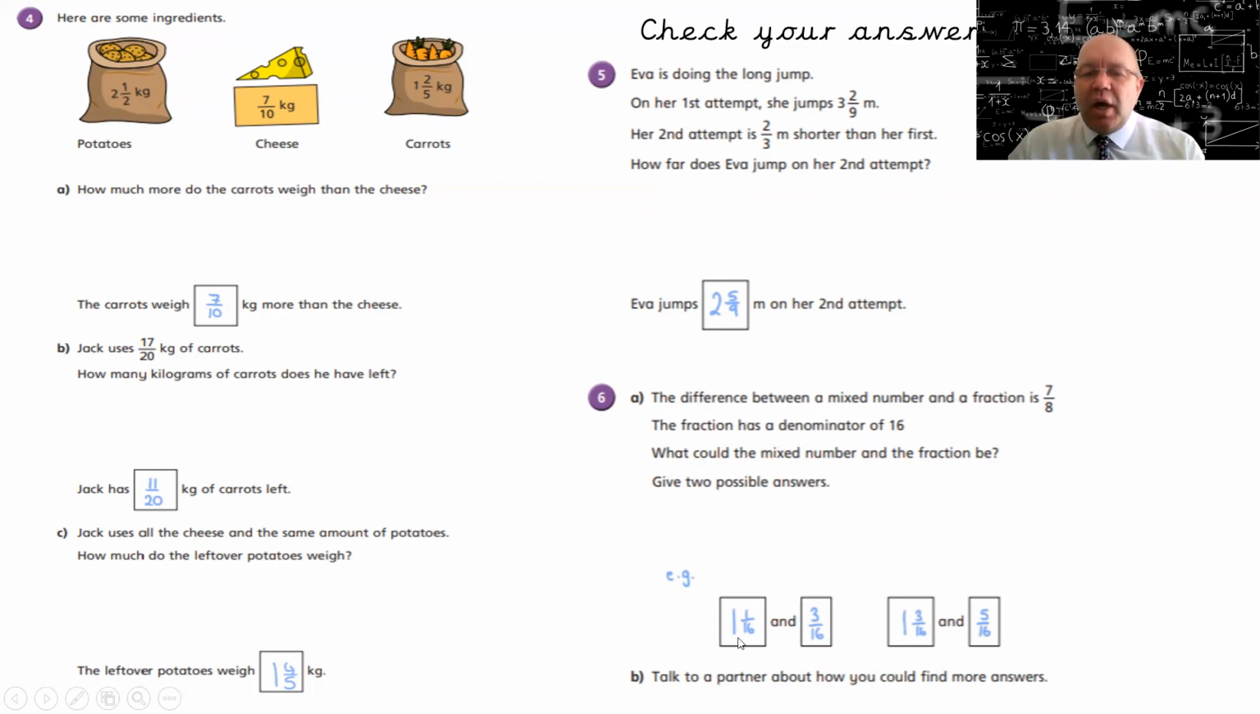So my suggestions are 1 and 1/16 take away 3/16 would give you 7/8, and 1 and 3/16 take away 5/16. Okay, so those would give me 7/8 as an answer, or 14/16, say for this particular example. Okay, so if your calculation results in the difference between the two being 7/8 or 14/16, then you are correct.